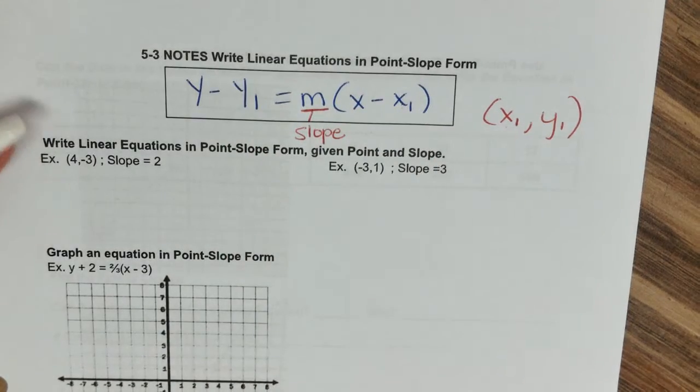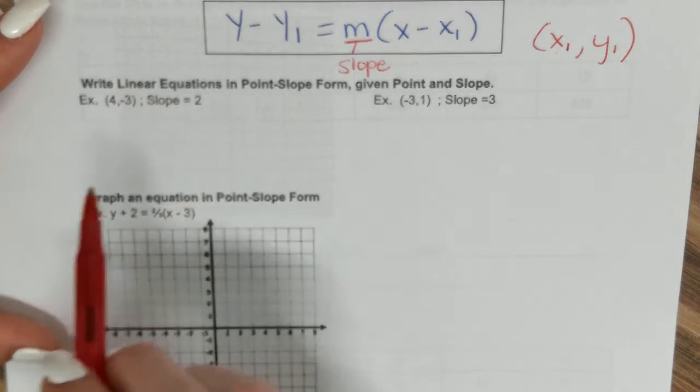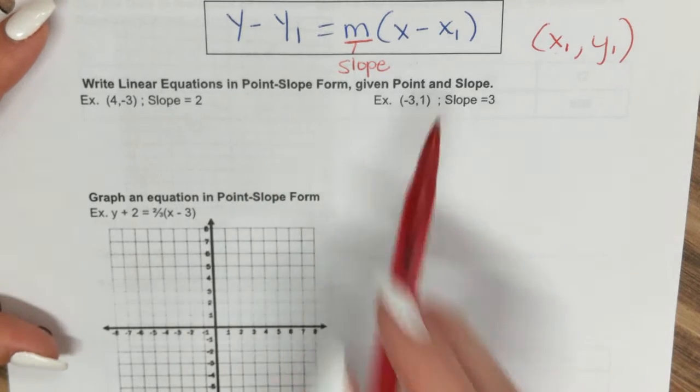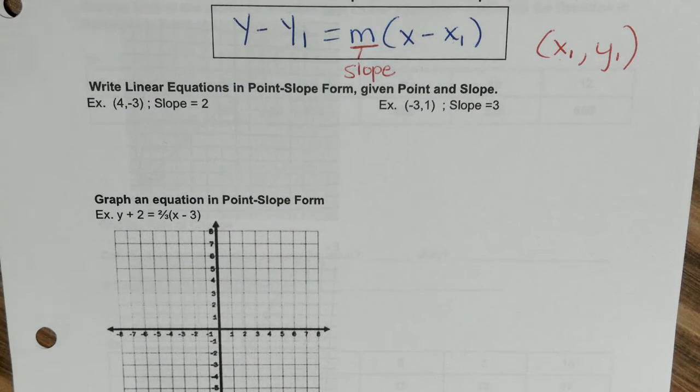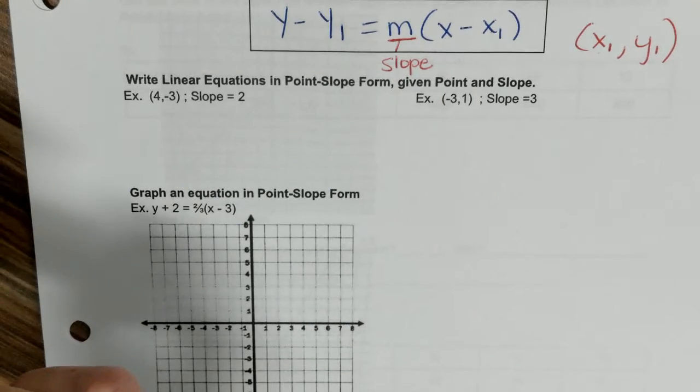Yes or no? Okay. So what we're going to do is write a linear equation in point-slope form given a point and a slope. All right. So here we go. Did they give us the slope? Did they give us 2 points?